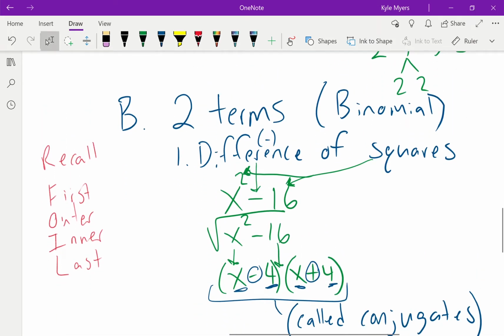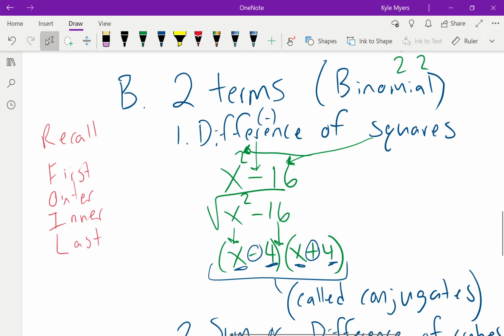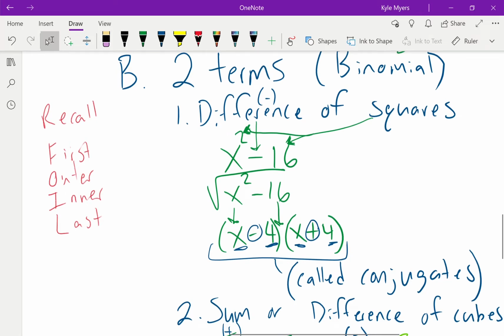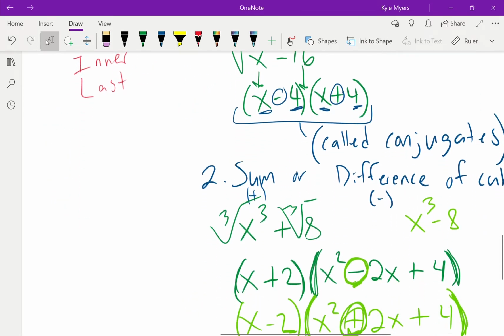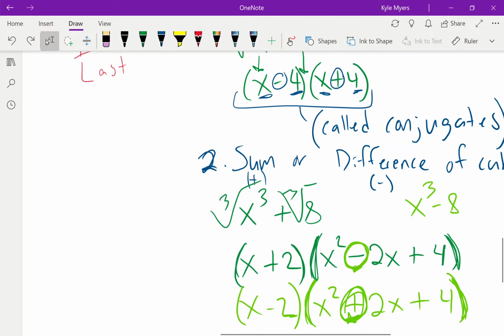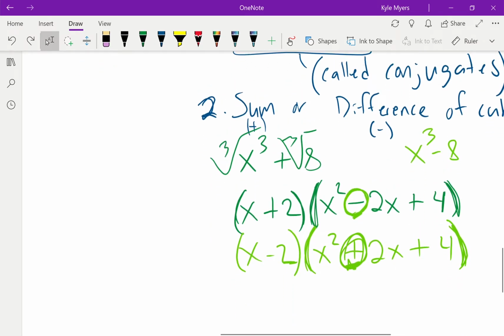All right. So we're on B here, 2 terms. If we have 2 terms, there's only 2 things, at least that I'm going to talk about here. Pretty much only 2 things that you're ever going to see. Are difference of squares and a sum or difference of cubes. And this one, this sum or difference of cubes here, oh, let me not circle that. Ha, just kidding. That one's not as commonly seen, right?